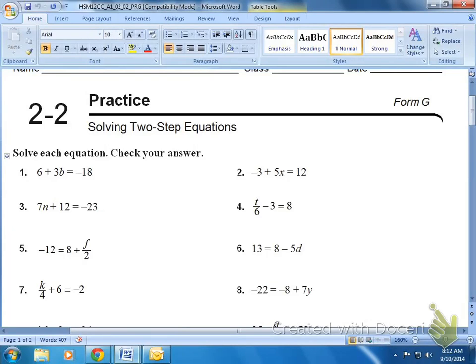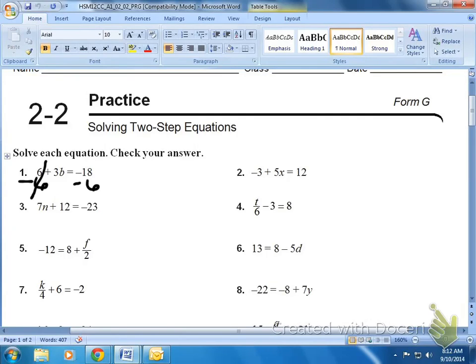6 plus 3b equals negative 18. Okay? What would be the first thing we would need to move away from the variable? The 3. Not the 3. 6. Okay, it would be the 6. You would need to move the 6 away first, okay? So minus 6, minus 6.